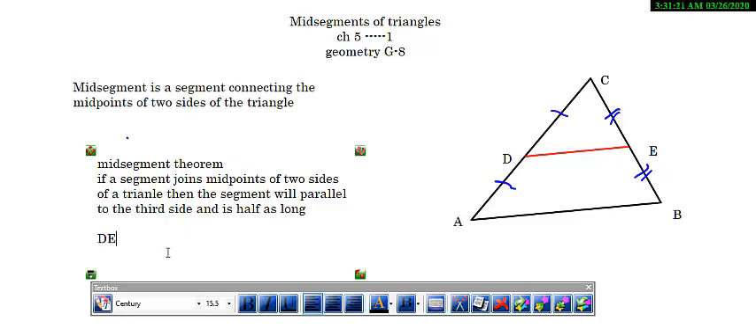So DE is the midsegment of the triangle, which is ABC.